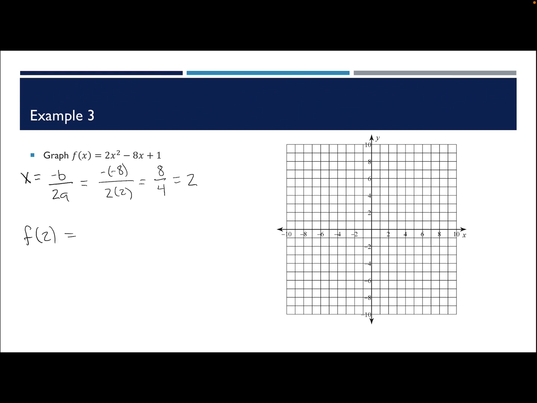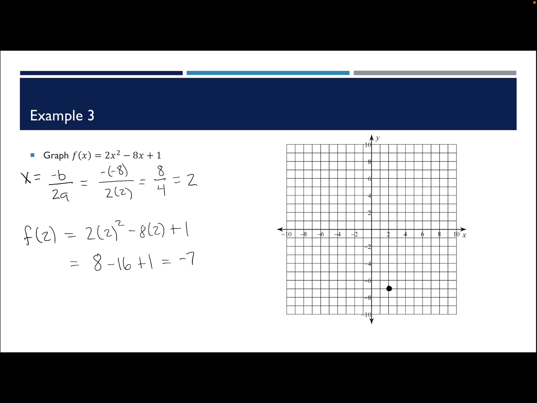So f of 2 is 2 times 2 squared minus 8 times 2 plus 1, which is going to be, let's see, 2 squared is 4 times 2 is 8. So we have 8 minus 16 plus 1, which is 9 minus 16, which is negative 7. So our vertex is (2, -7). So we're going to go over 2 and down 7, and that is going to be our vertex.